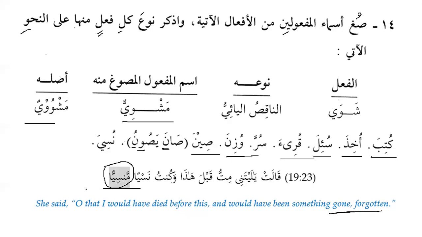So ismul maf'ul can be. This is maf'ul mutlaq? That's right, maf'ul mutlaq. Yes. Here wakuntu is fi'l plus fa'il, and we know that ismu kana is marfu and khabaru kana is mansub. So nasiyan is mansub because it is khabaru kana, and mansiyan can be used as hal. It can also be used as maf'ul mutlaq. Both of them are possible. Wakuntu nasiyan mansiyan, and would have been something gone, forgotten. Both. Say now first we can say the tarkib.